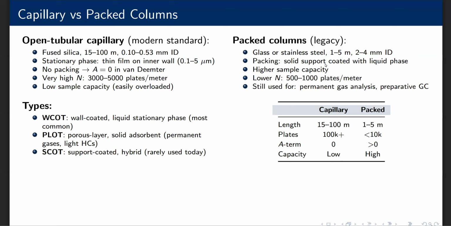A 30-meter column routinely delivers over 100,000 theoretical plates. The trade-off is low sample capacity because the thin film has limited surface area. Overloading a capillary column causes peak fronting.